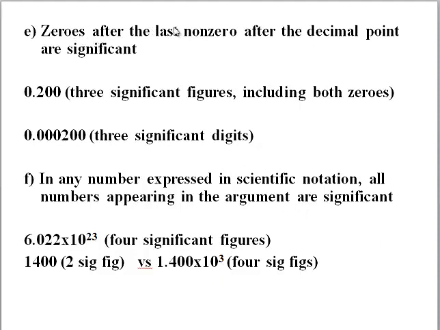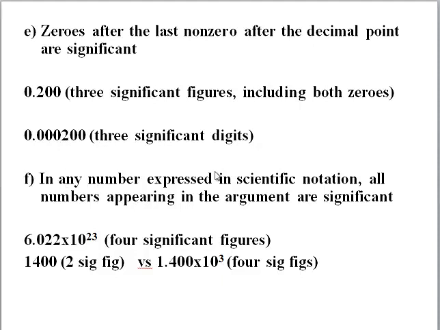Rule E states that zeros after the last non-zero, after the decimal point, are significant. So, for example, the number 0.200 has 3 significant figures, including these 2 zeros. And the number 0.000200 has 3 significant digits, this 2 and the following zeros. These zeros again are said to be holding the decimal place.